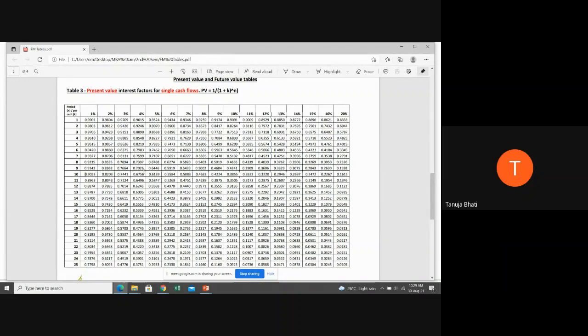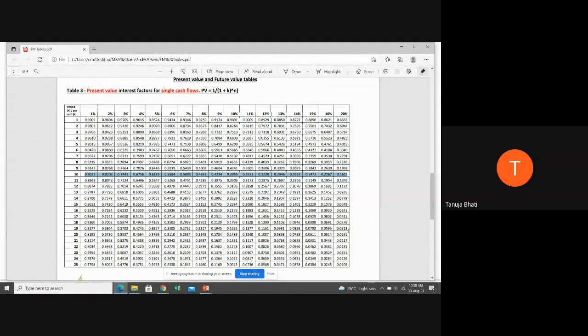See, I'll highlight this so that it is visible to you all. If for 10 years the PV factor I'm getting is 0.3625, between which two factors is it lying? Yes, students? Ma'am, between 10% and 11%. Somewhere it is lying, because it is not an absolute number.